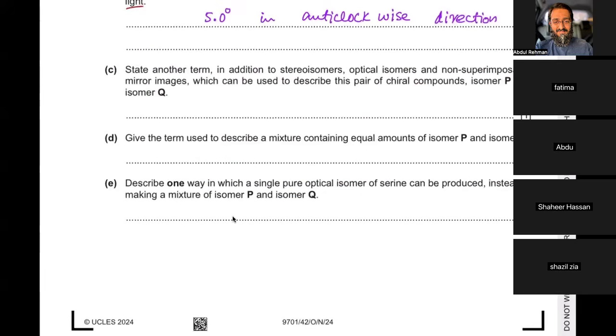Now, state another term, in addition to stereoisomers, optical isomers, and non-superimposable mirror images, which can be used to describe the pair of chiral compounds, isomer P and isomer Q. If you don't remember, these are called enantiomers.